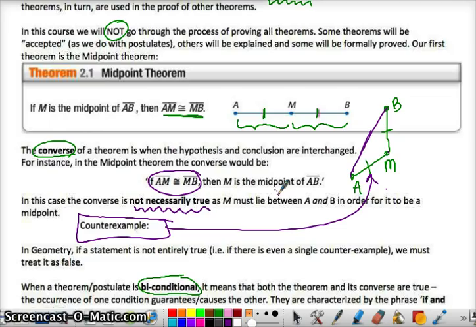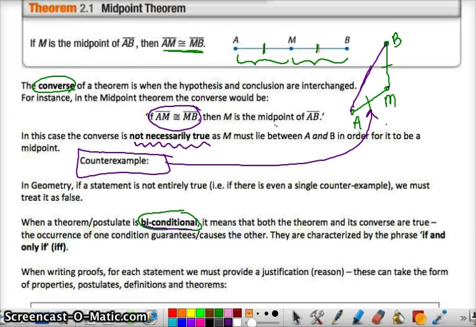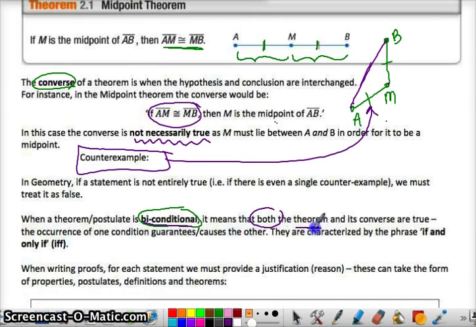fact a false statement. Okay, if it's a false statement, then it is not biconditional. If it is biconditional, then that means both the theorem, which is the midpoint theorem, and its converse have to be true. Then we would be able to combine those by using the words if and only if. However, that is not true. The converse of the midpoint theorem is not true. Therefore, this is not a biconditional.